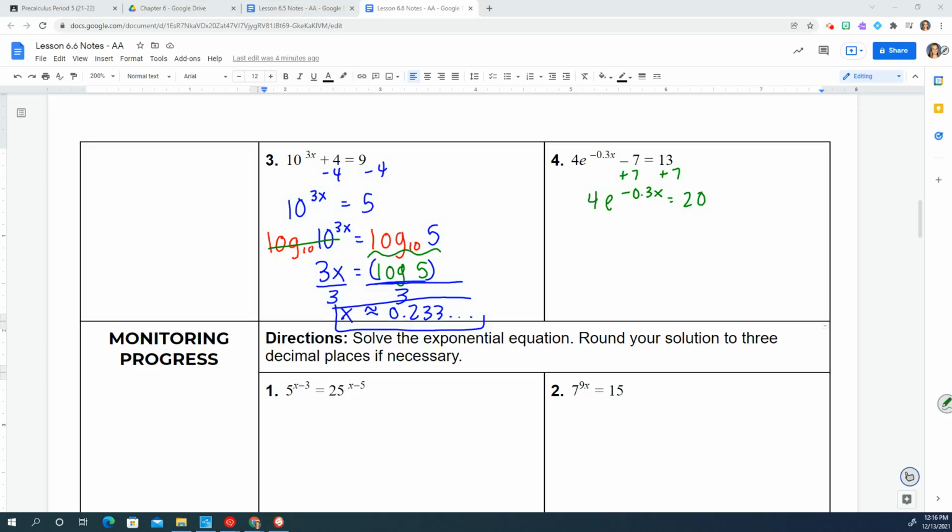And then I get here. Now, before we get rid of the base e, I've got to get rid of that times 4. So I would divide both sides by 4 first. So you basically take off as many layers around x as you can until you get stuck with your variable up in the power spot. So we're stuck here. Okay, I don't want to divide both sides by negative 0.3 yet. I've got to get rid of that base e.